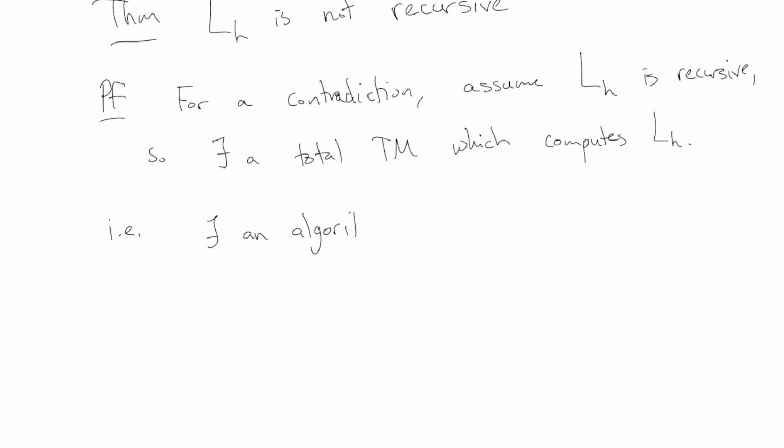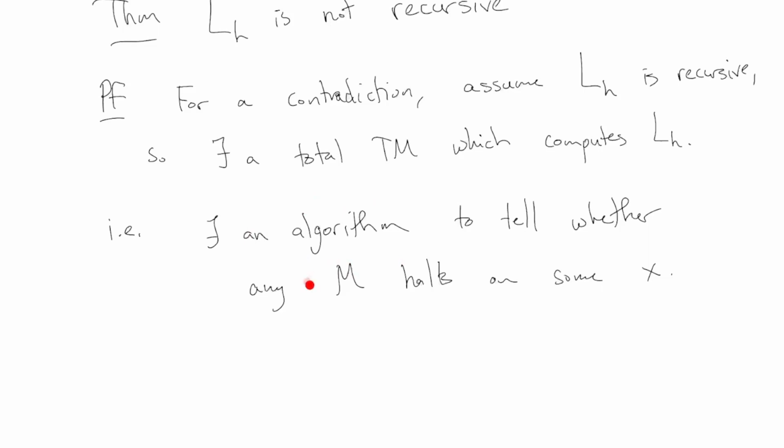Would you mind if I use that word? Algorithm meaning there's just some method that you can describe to tell whether any M halts on some X, right? Because LH, what it is as a language, it consists of all the strings M together with X so that M halts on X. So if you're saying there is a total Turing machine, it means there is an algorithm, which you don't have to wait an infinite amount of time for. You can actually get the answer that will always tell you if any Turing machine halts on any input that you give it, all right?